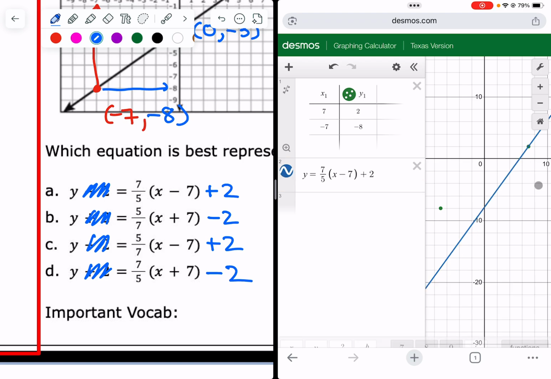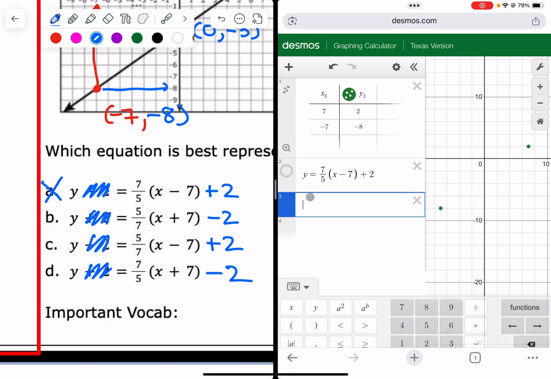This blue line only touches one of my points. That's good, but I need it touching both of my points. If it touches one, it's not your answer. We're on the right track, but we need it to touch both points. So we're going to take the color off, and we're going to go to the next one.